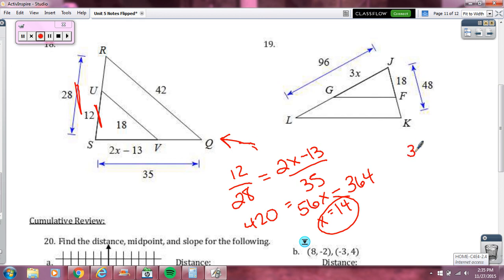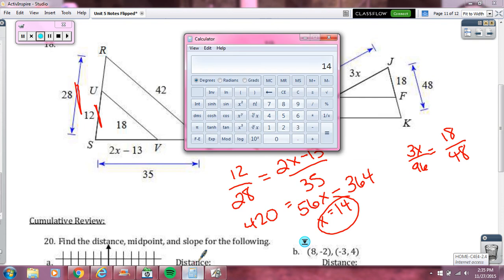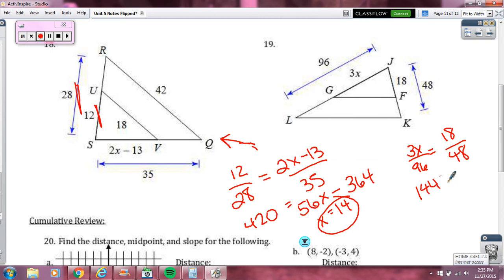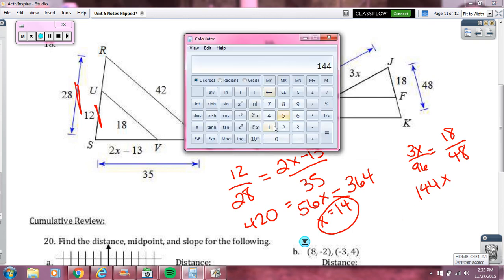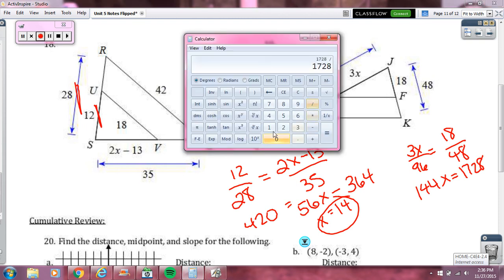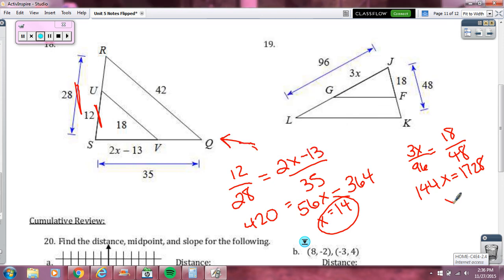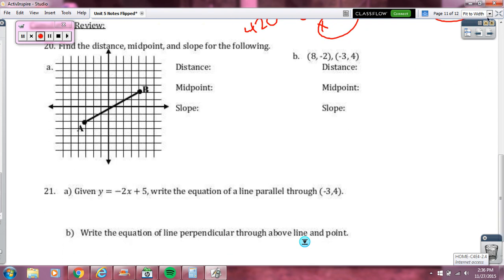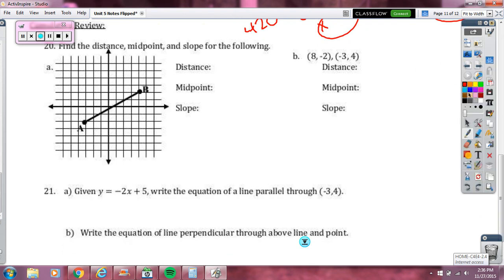And finally, 3x over 96 should be the same as the relationship between 18 and 48. And 3 times 48 equals 144x. 18 times 96 equals 1,728. I'll divide that by 144 and get x equals 12. Sweet. So the last ones are just our review of distance, midpoint, and slope, which will be on all of our tests from here on out.